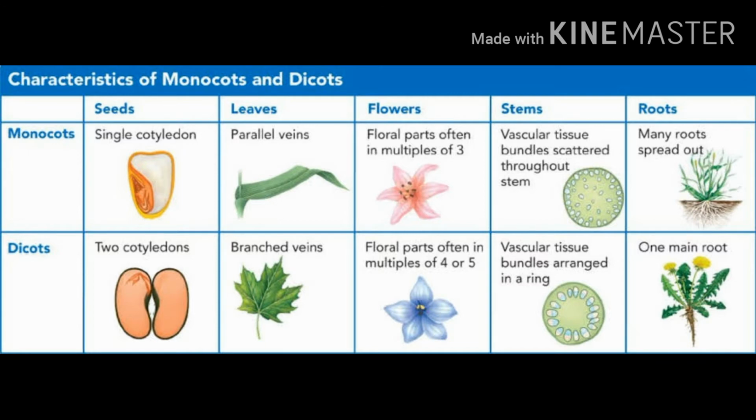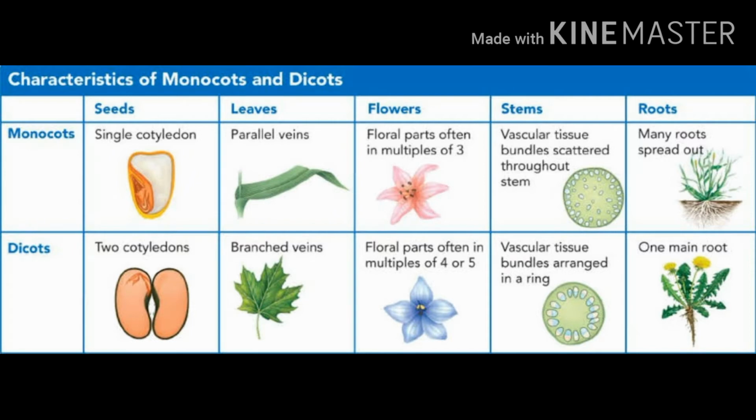First, monocots. Seeds of monocotyledon will have a single cotyledon and the leaves will have parallel veins. Then the flowers will be in multiples of 3, that means 3 petals or multiples of 3. Then the vascular tissues are scattered throughout the stem. Then the root system is a fibrous root system. It bears very minute hair-like fibrous roots.